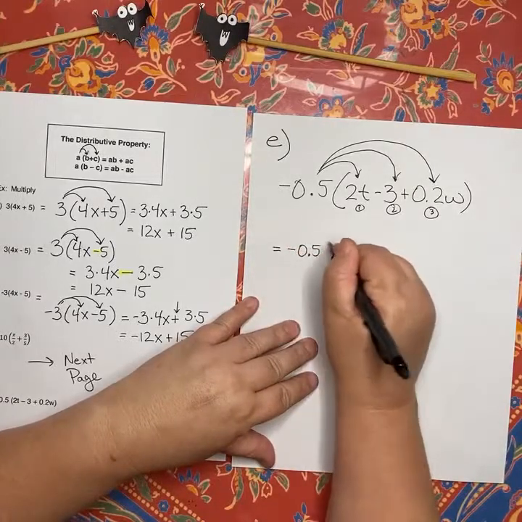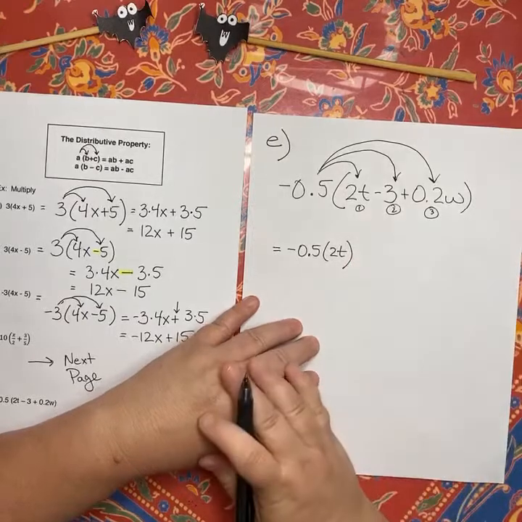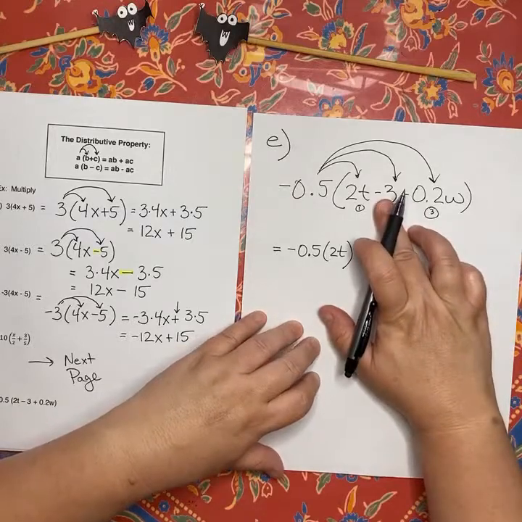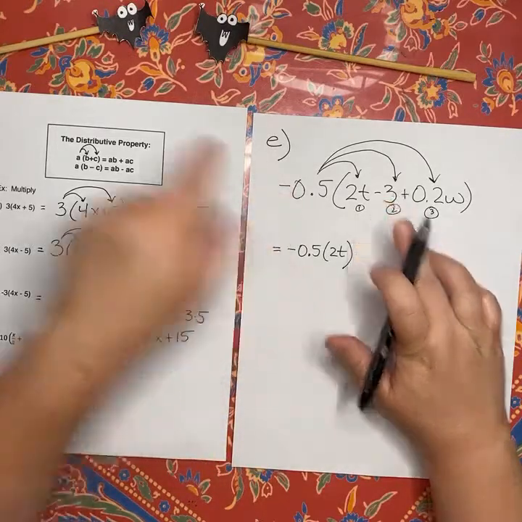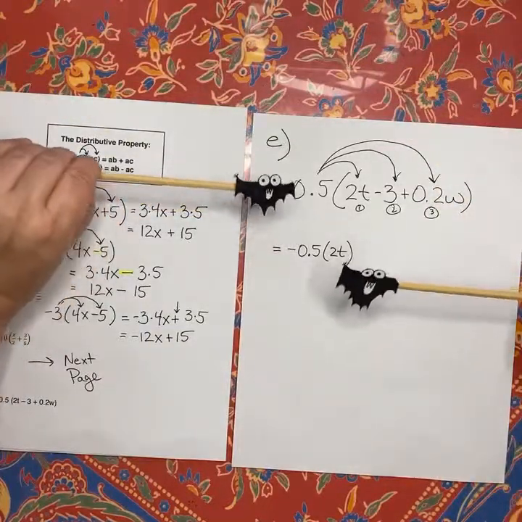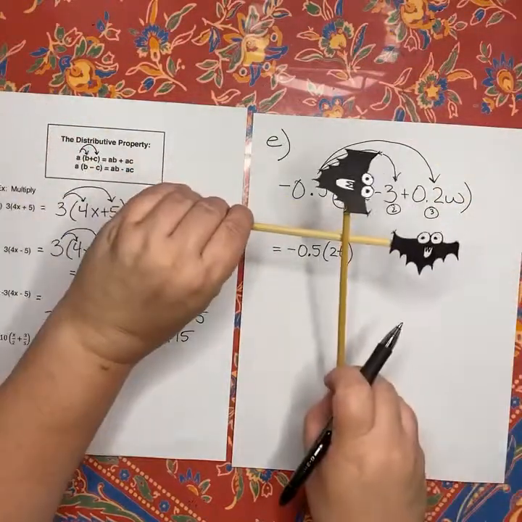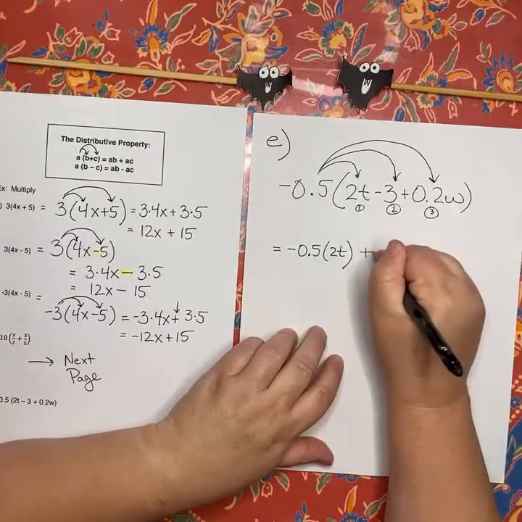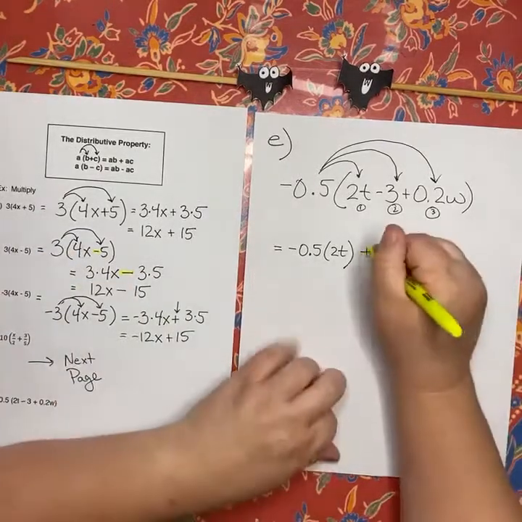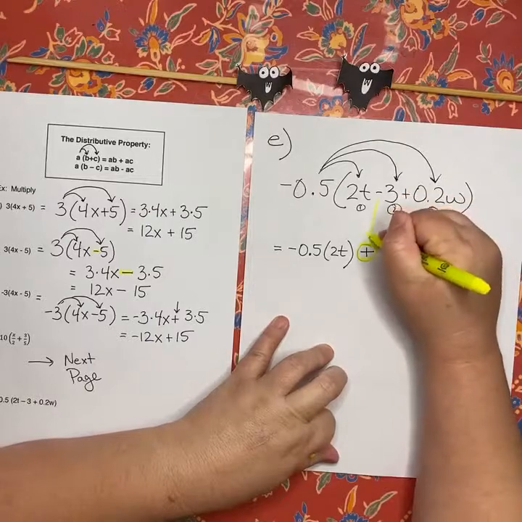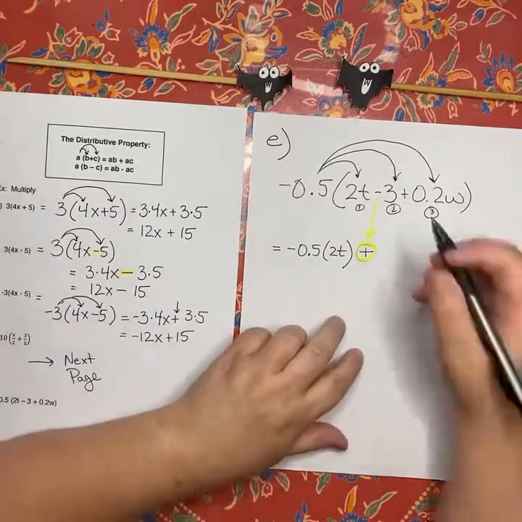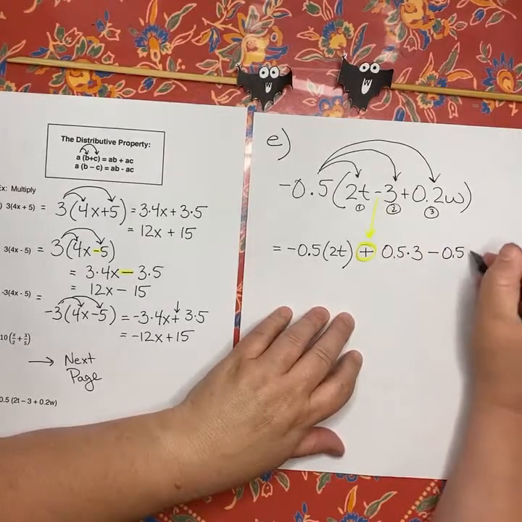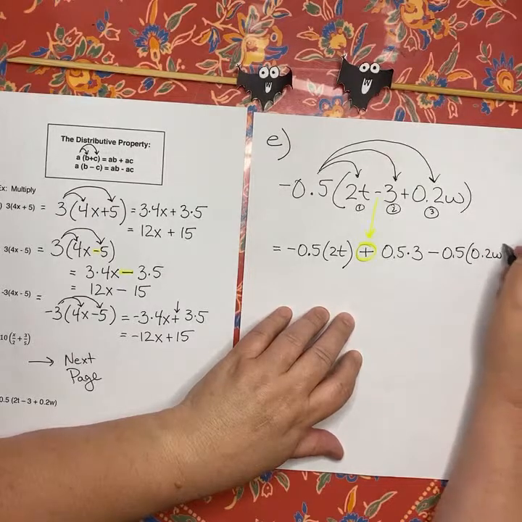Negative 0.5 times 2t. Okay, so far so good. Now the 3 has a minus in front of it. The 0.5 has a minus in front of it. What happens when we get those two crazy bad brother minuses together? Oh, it turns into a plus. See how happy they are about this? This is great. Plus, the minus becomes a plus. 0.5 times 3 minus 0.5 times 0.2w.